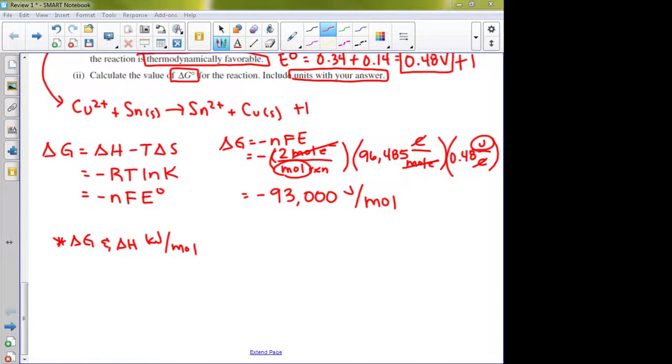So, I'm not saying they would count off, but if you can just remember that, just come back, divide by 1,000, and make that a negative 93 kilojoules per mole. And when you do that for mole, you have to write like moles of reaction? You don't have to. You can write per mole, and they'll count it just the same.